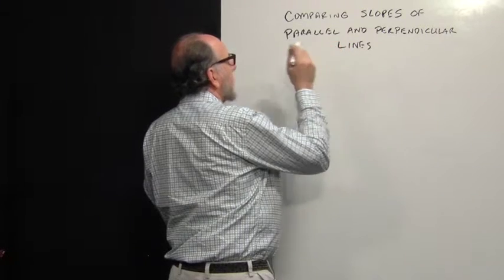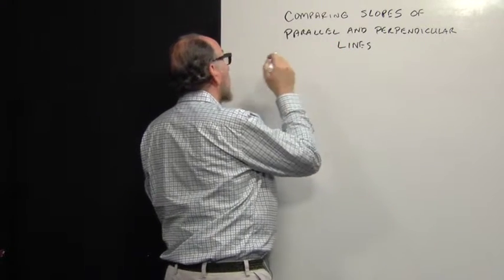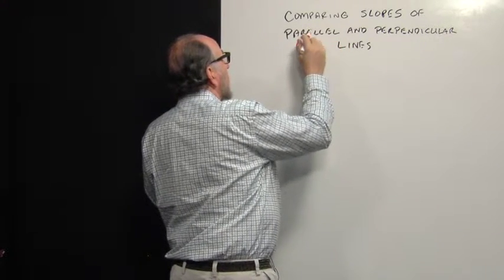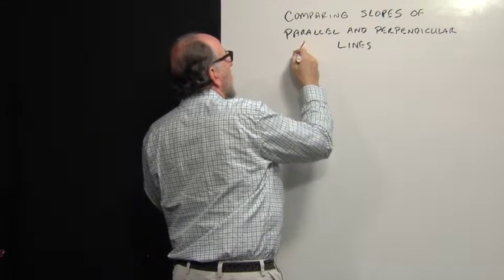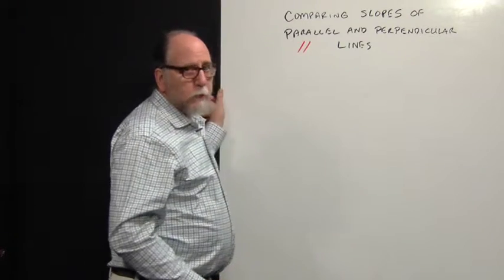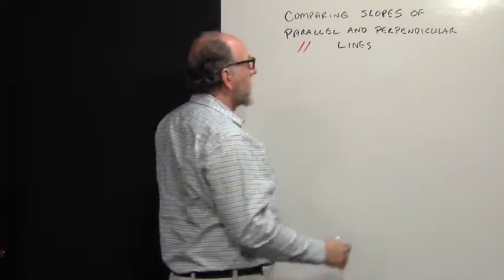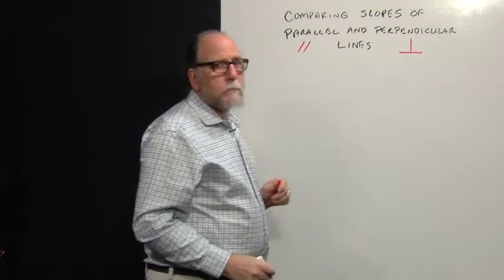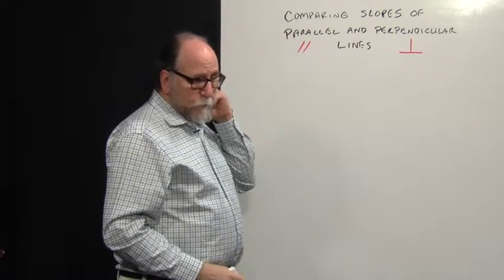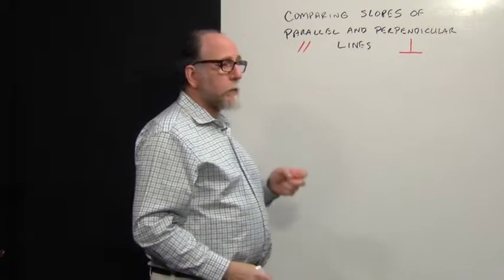Comparing slopes of parallel and perpendicular lines, I could have written parallel as this symbol. Let me just put the symbol there. Two slashes next to each other means parallel. And perpendicular can be written with that symbol. Okay? Just for future reference, if you see those symbols, that's what those mean.